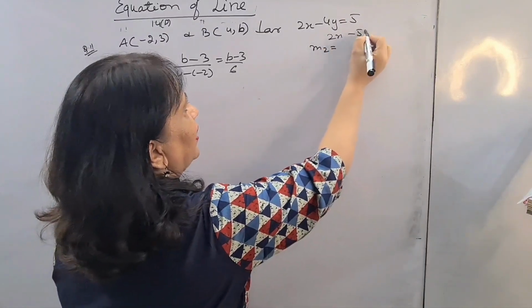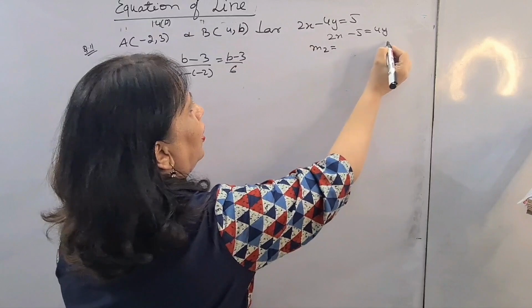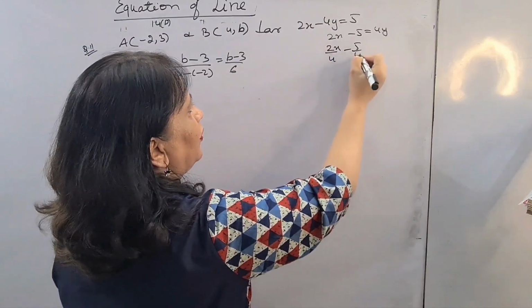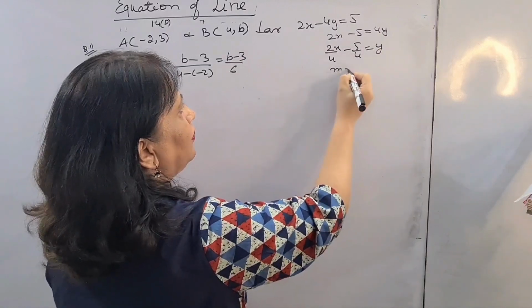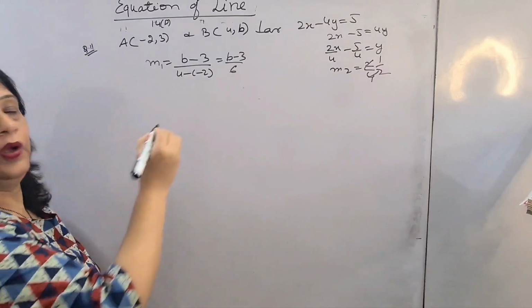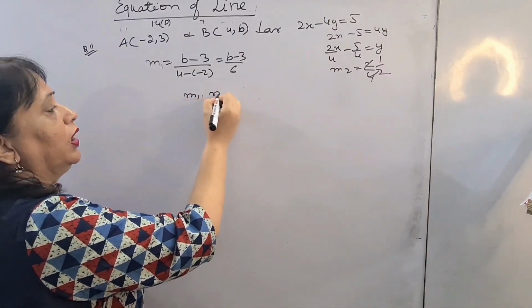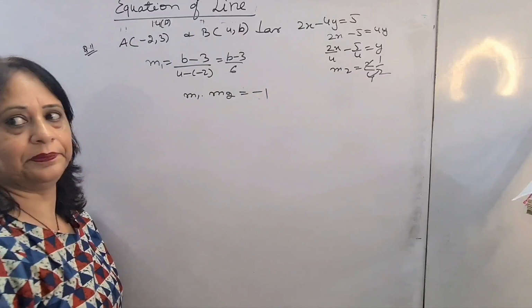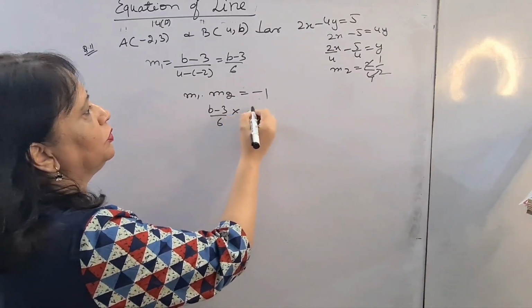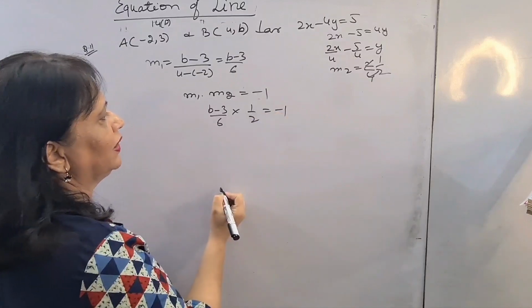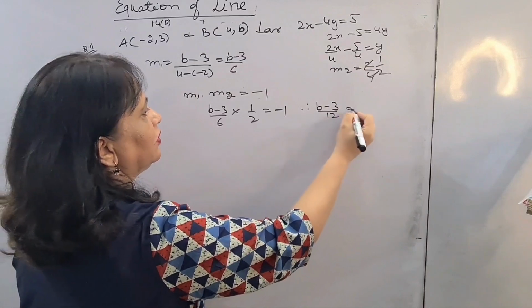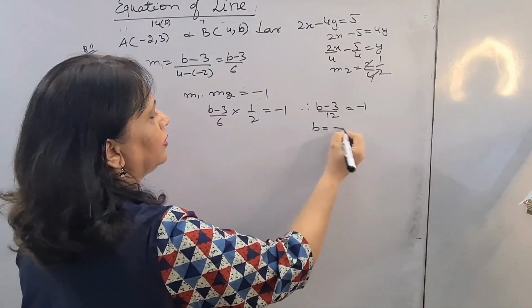2x minus 5 is equal to 4y, or you can say 2x upon 4 minus 5 upon 4 is equal to y. So m2 is equal to 2 upon 4, that is 1 upon 2. Now m1 into m2 is equal to minus 1. (b minus 3) upon 6 into 1 upon 2 is equal to minus 1, or (b minus 3) upon 12 is equal to minus 1, or b is equal to minus 9.